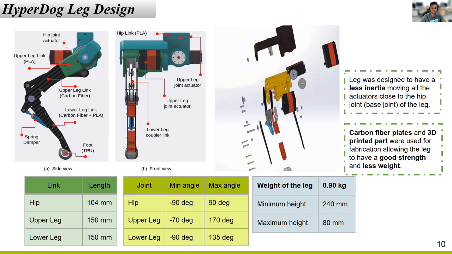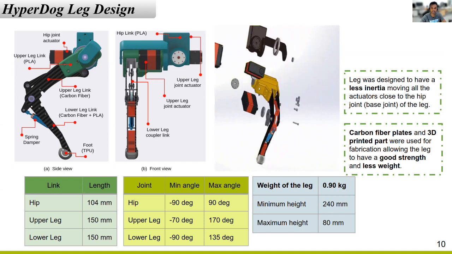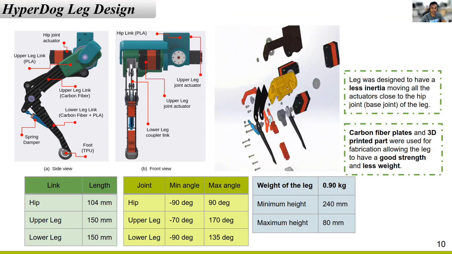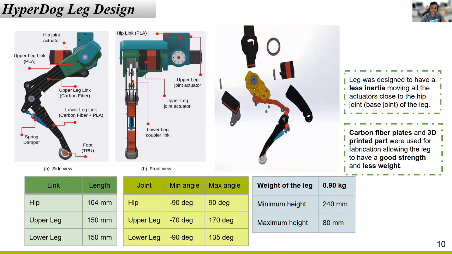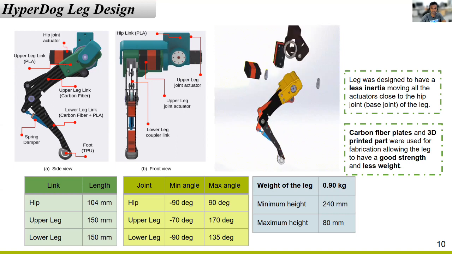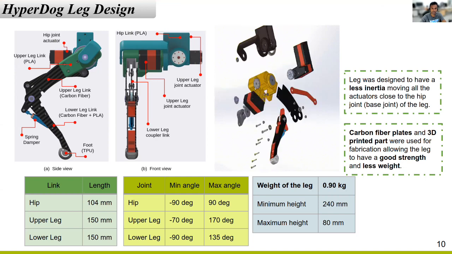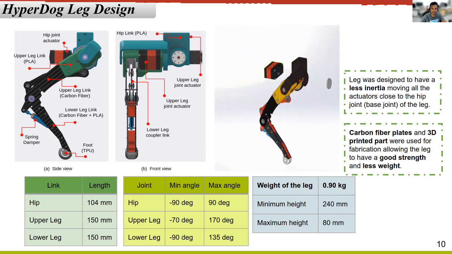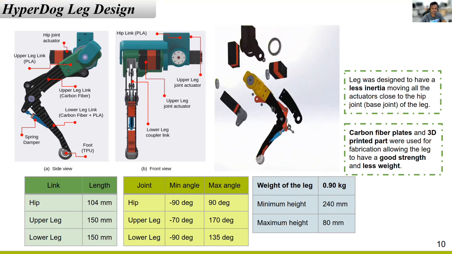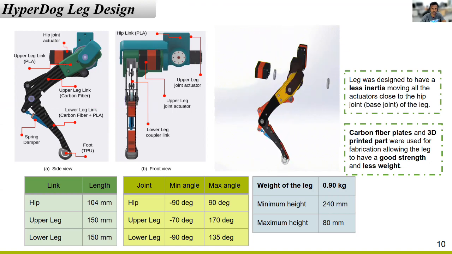All the legs were fabricated with 3D printed parts and CNC milled carbon fiber plates with 3 mm width, allowing the legs to have good strength and light weight, which is 0.9 kg. The lower leg is actuated through a spring damper, which helps to absorb impact, reducing jolting of the robot, and to prevent uncontrollable bouncing. The length of the leg links can be seen in the left bottom table, and the joint angle range can be seen in the middle table. With this design, the robot can achieve 24 centimeter maximum height and 8 centimeter minimum height.